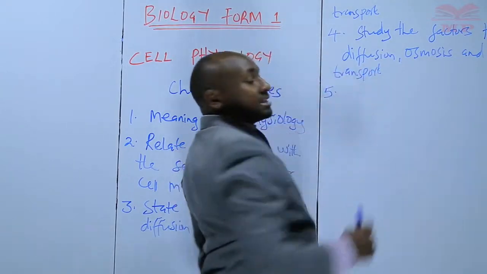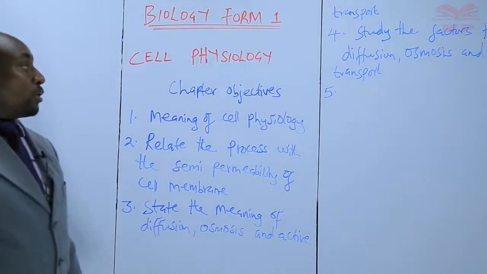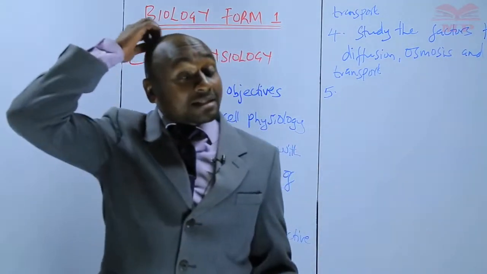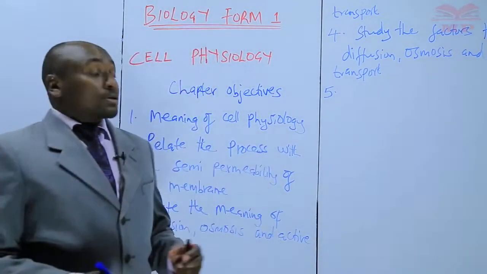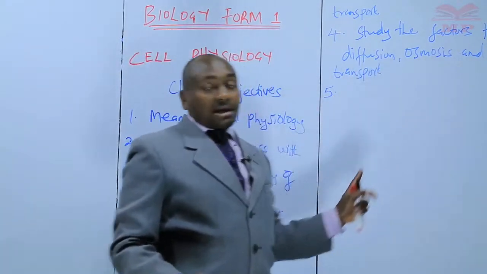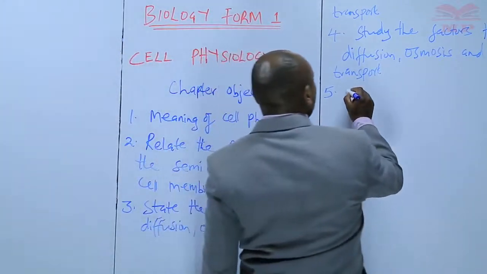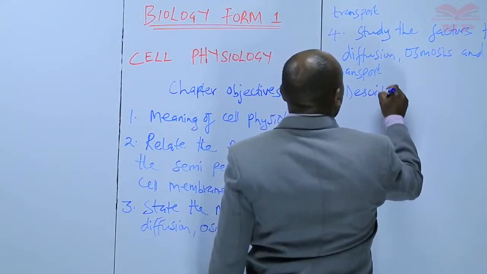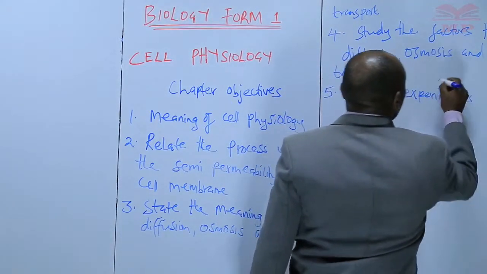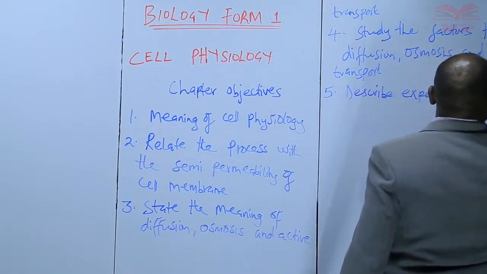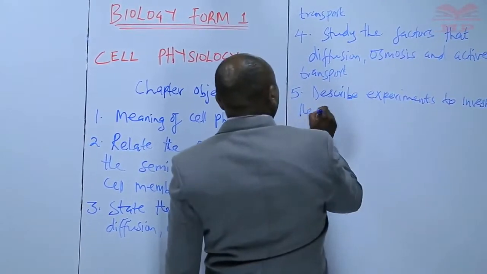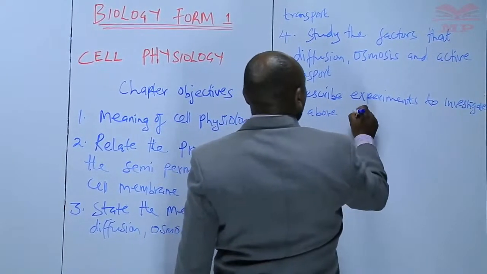Then we go to objective number 5. We should also be in a position by the end of the topic to describe some of the experiments that one can carry out to investigate diffusion, osmosis, and active transport. So we should be able to describe experiments to investigate the above processes.